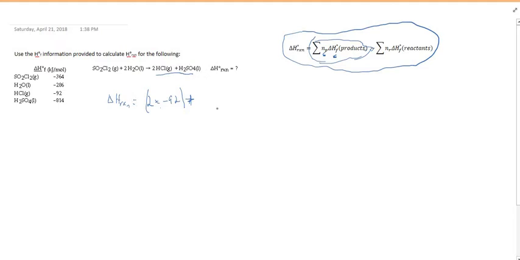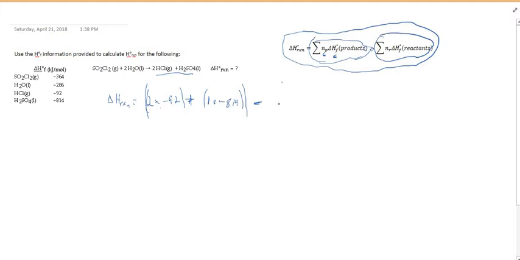I only have one more. I have 1 mole of H2SO4. And so it's going to be 1 times H2SO4, which is minus 814. Sorry for my bad handwriting. I'm still not good at this stupid tablet. Okay, so now I've accounted for all the products. So I'm going to add those two together, and then I'm going to subtract that from the reactants.